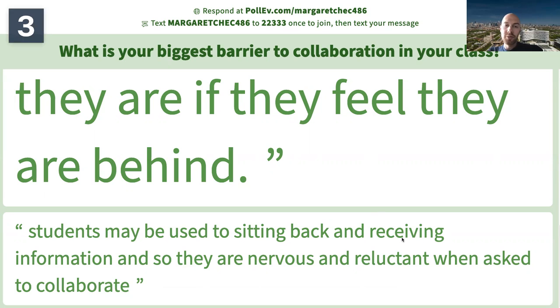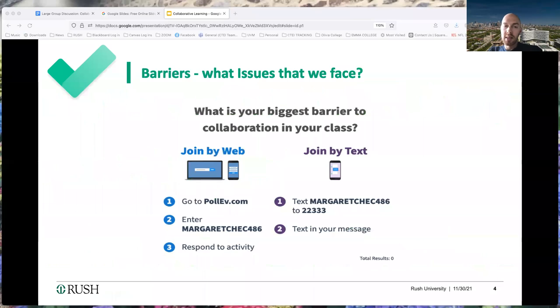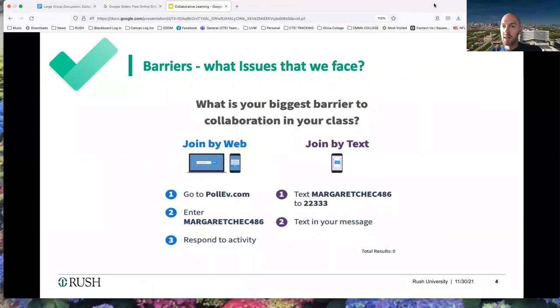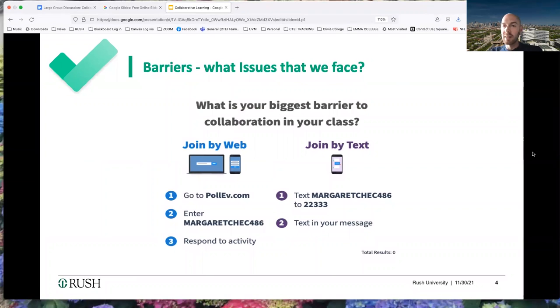Hey, one thing you could do for that last one there is set expectations from the beginning of class. Just tell students that this is not a traditional class where you sit there and get lectured to. This is a class that you're going to be expected to collaborate in. And I think setting them up from the get-go is really helpful. That's what I tell my students.